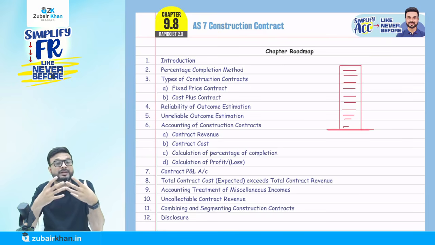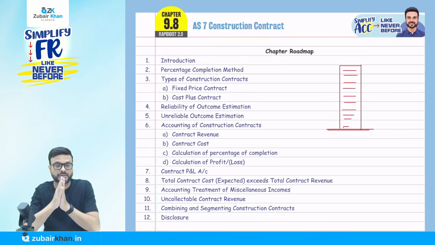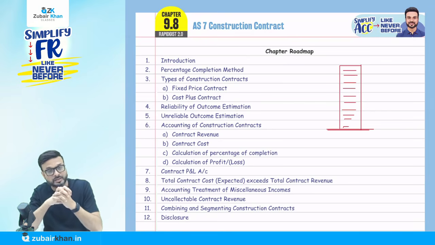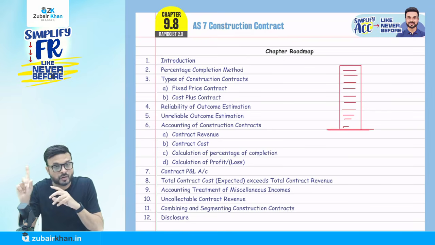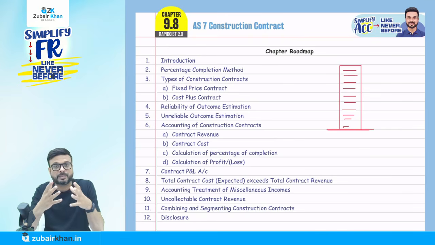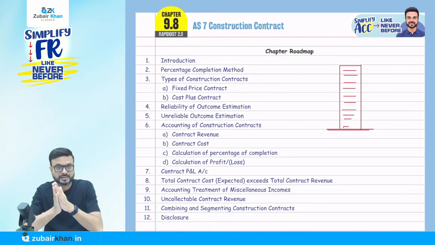So when to recognize the revenue is what Accounting Standard 7 deals with, in the books of the contractor, not the contractee. For the contractee, this building is PPE, property, plant and equipment, recognized under Accounting Standard 10. We are discussing from the contractor's point of view. There is one method suggested by this accounting standard, which tells us what to follow, and we call it the percentage of completion method. What is this percentage of completion method? We will discuss how to do the accounting.